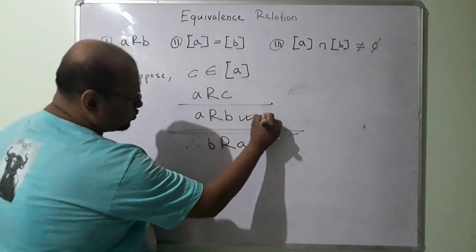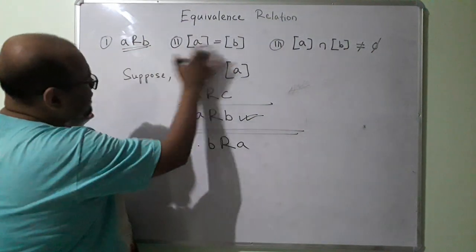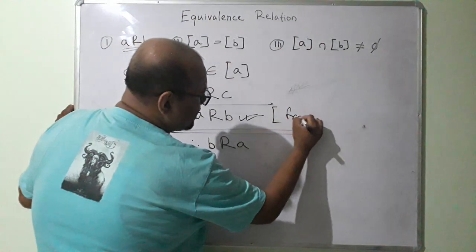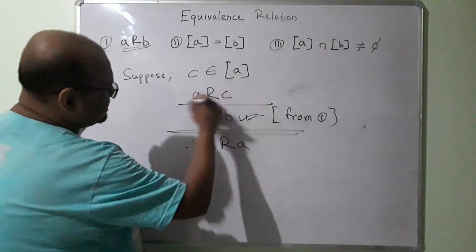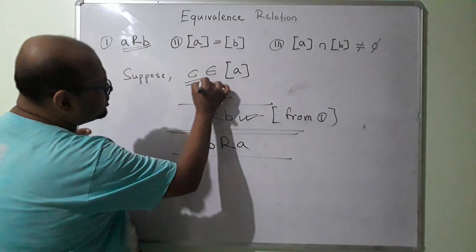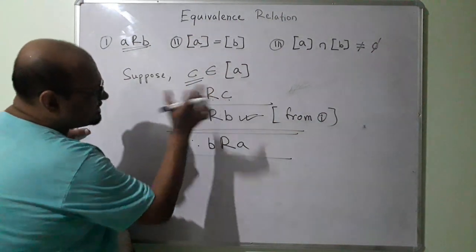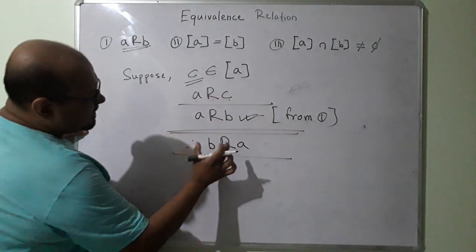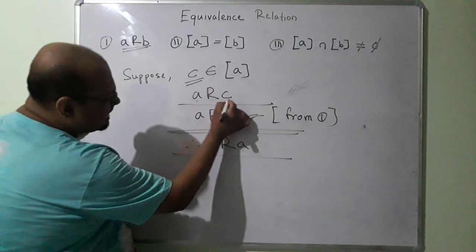Since this is true, we got this from here. We are trying to show that 1 implies 2. So we are assuming from 1 that 1 is true, and this is some supposition. So we have supposed that C belongs to A. That means AC is in the relation. Now AC is in the relation and BA is in the relation. That means BA and AC.